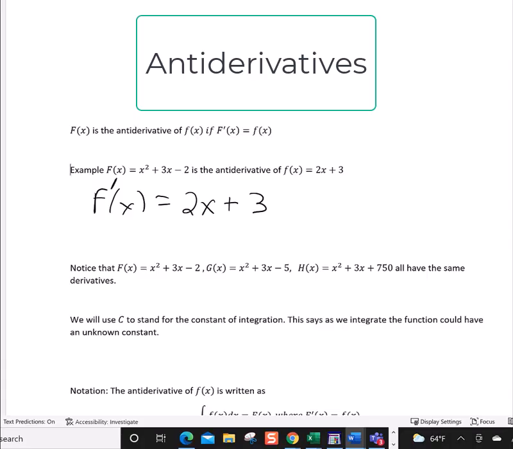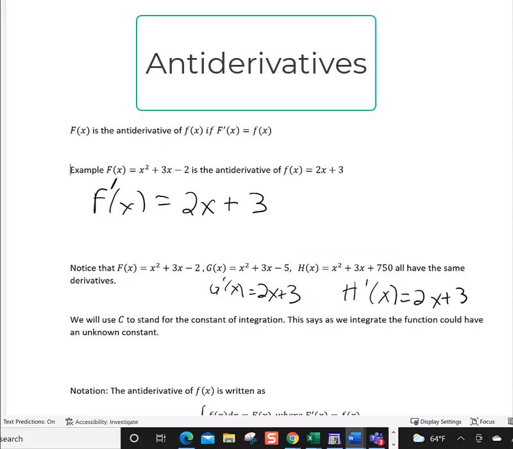A little bit more to go with that though: is this really unique? Is this capital F of x the only function whose derivative is 2x plus 3? So I wrote a couple other functions to show you here. Here's our original x squared plus 3x minus 2. And then I did a capital G of x, which is x squared plus 3x minus 5. And notice when I take the derivative, I get 2x plus 3. Same thing here with capital H of x, which is x squared plus 3x plus 750. If I take the derivative, I get 2x plus 3.